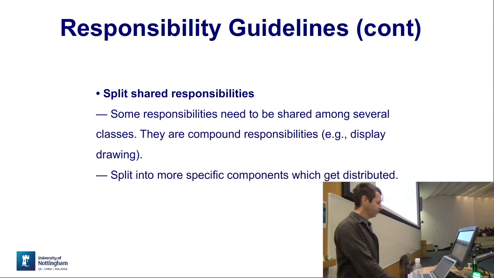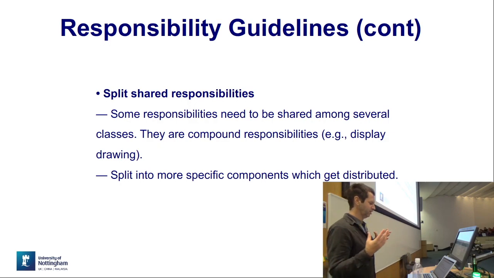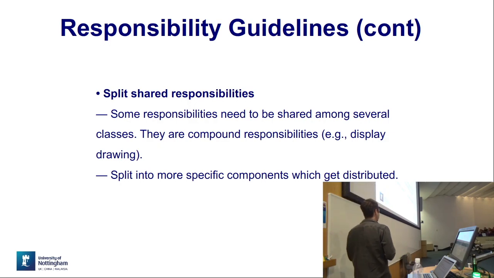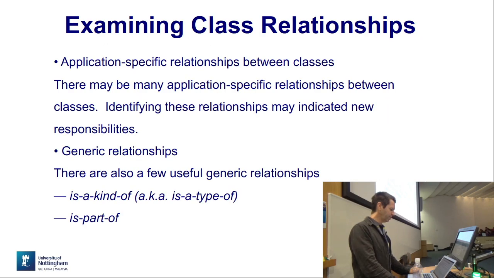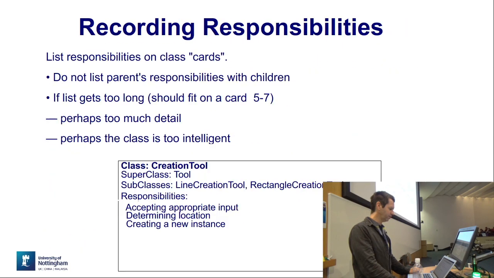So we could split shared responsibilities. Some responsibilities need to be shared among several classes. They are compound responsibilities like the display drawing, for example. That's like distributing intelligence, preventing centralized intelligence, right? And that can be done by introducing component classes. So subdividing a class into components, or component classes. Okay, we're going to go into this in detail. I guess I'll do this kind of quickly, but we're going to go into this in more detail.